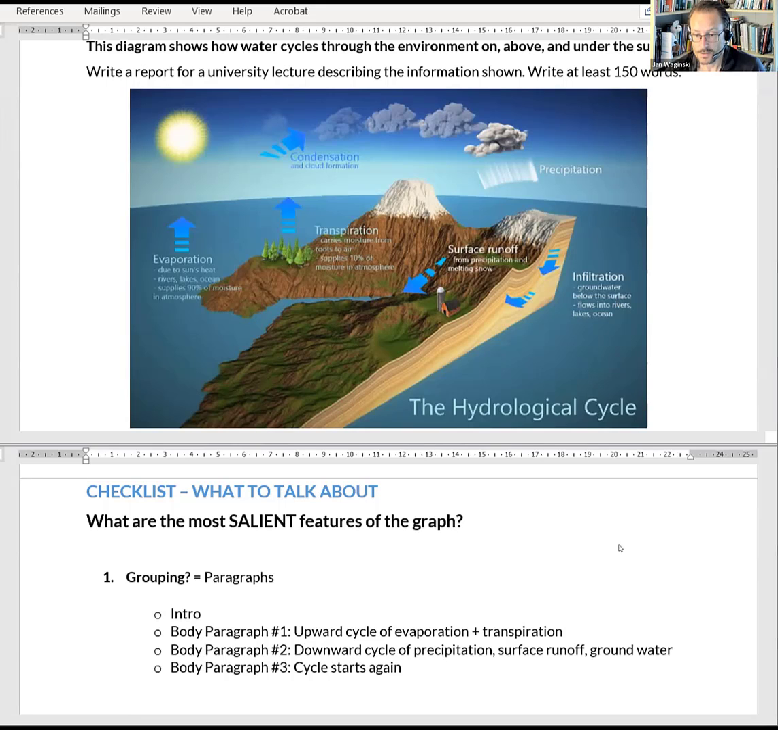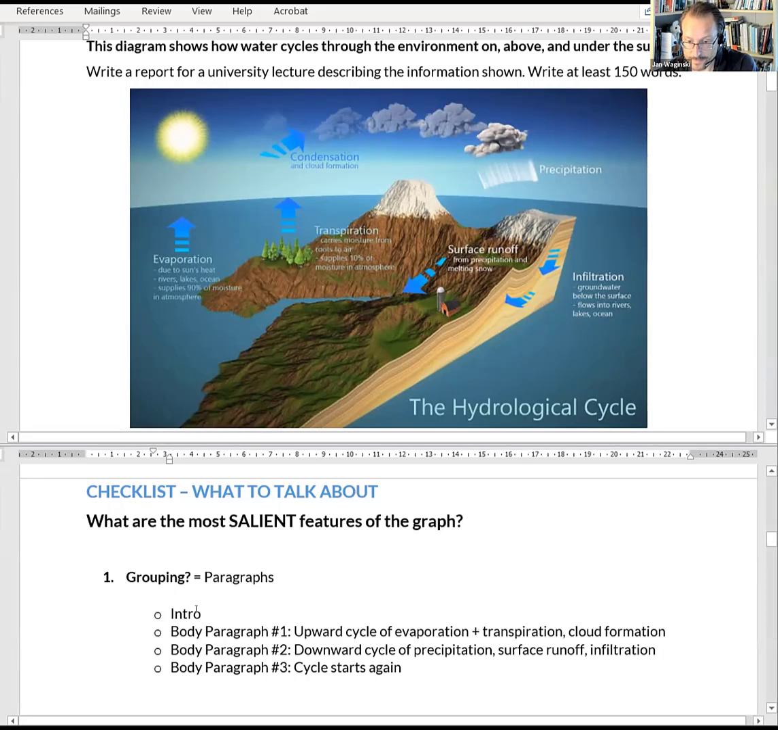Okay. So I would suggest grouping it like this. First we need the intro, then our first body paragraph is going to be the upward cycle of evaporation and transpiration, as well as condensation and cloud formation. Then the second body paragraph is going to be the downward cycle of precipitation, surface runoff, infiltration. And then you would want to point out, since it's a cycle, that it starts again. That's a nice way of ending this one off.